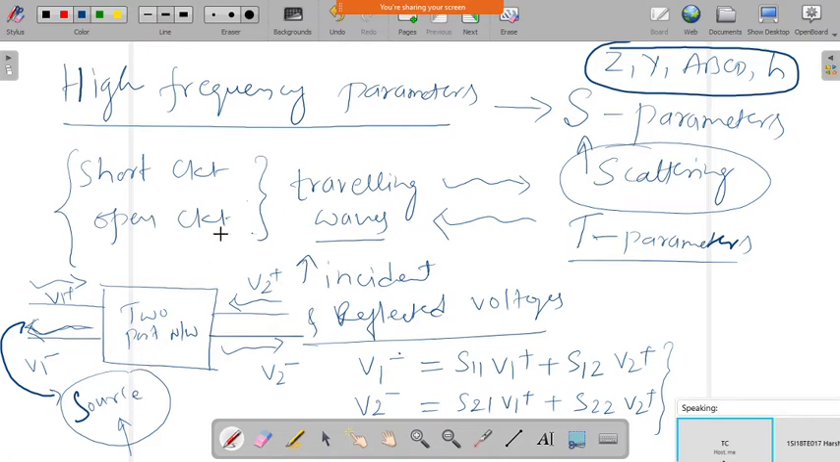But at low frequency that is a problem, and even the oscillations that come from the strong reflection are also a problem to the source. So that can be slightly avoided by using these high frequency parameters.